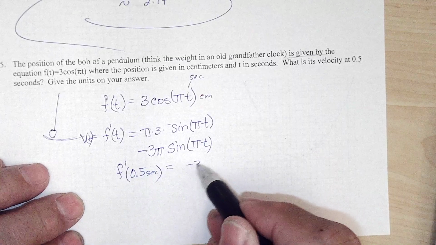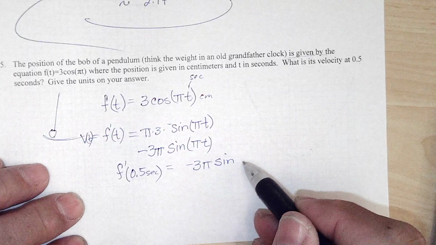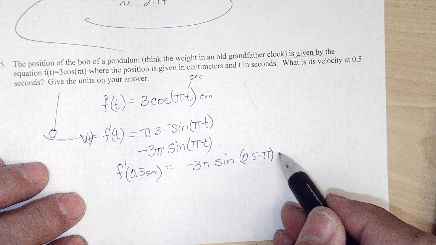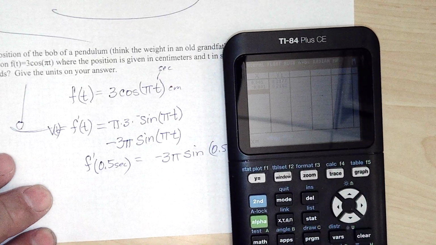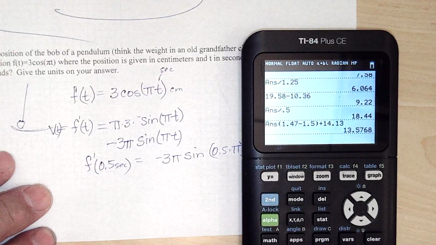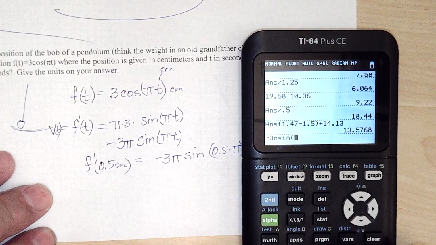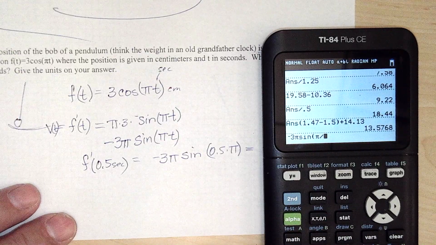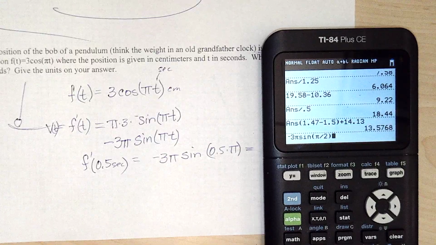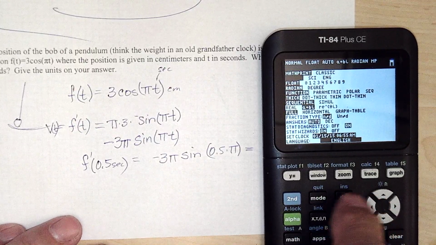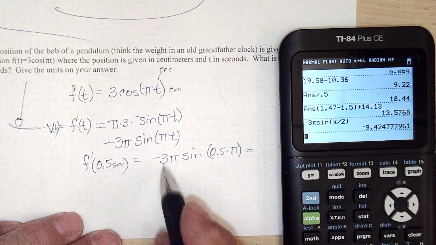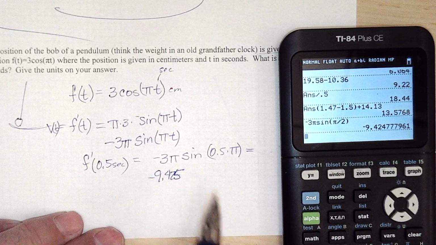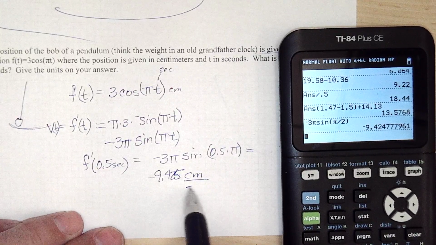So we get negative 3 pi sine of 0.5 times pi. And that works out to be negative 3 pi sine of pi over 2. And make sure I'm in radians. So I get the velocity is negative 9.4245 centimeters per second.